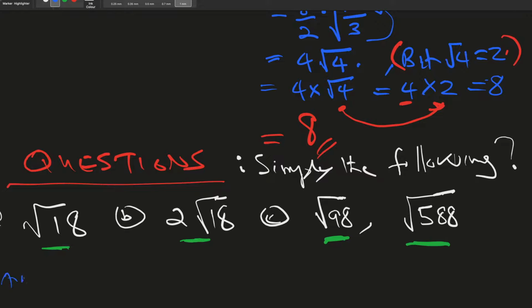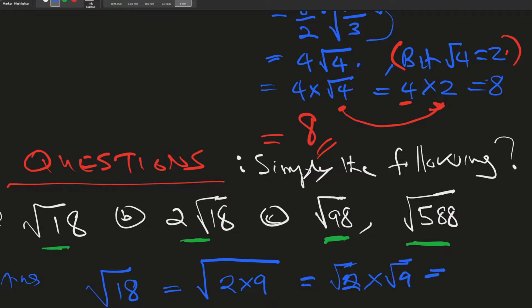So our answer: we know that root 18, we can write this as root of what we think are possible numbers that can divide 18, that will be easier for us to break. We know 18 can be 2 times 9. Okay, 2 times 9 will give us 18. And we can further expand this. We can say this is the same as root 2 times root 9. We can find the square root of 9 easily, which is 3. So that means root 2 is multiplying 3.